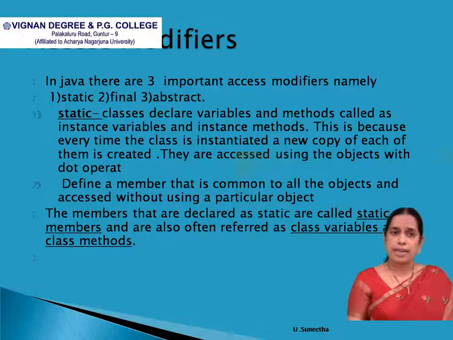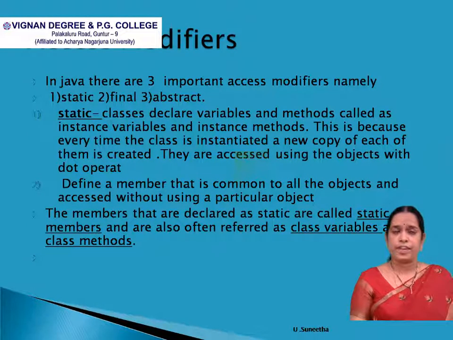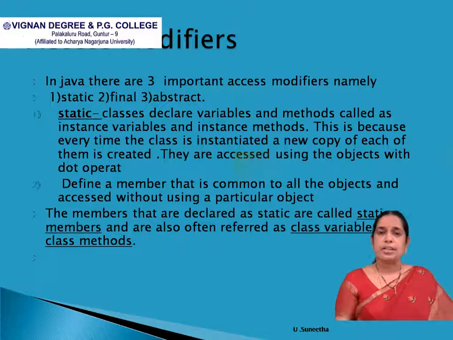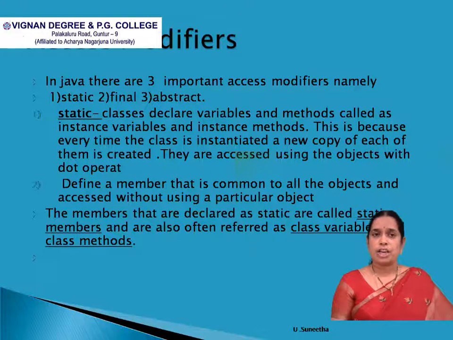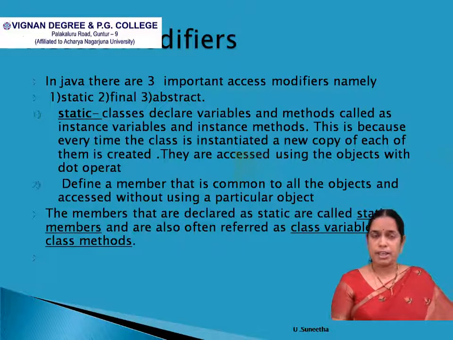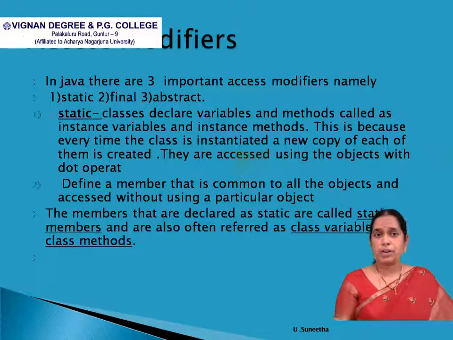Next, moving on to the last topic, that is access modifiers. In Java, there are three important access modifiers. The first one is static, the second one is final, and the third one is abstract. Static, in Java, is a keyword which can be placed before a variable or before a method. Here in Java, static members are also called class members. For example, if the static keyword is placed before a variable, then that particular variable belongs to the class. It does not belong to any object.